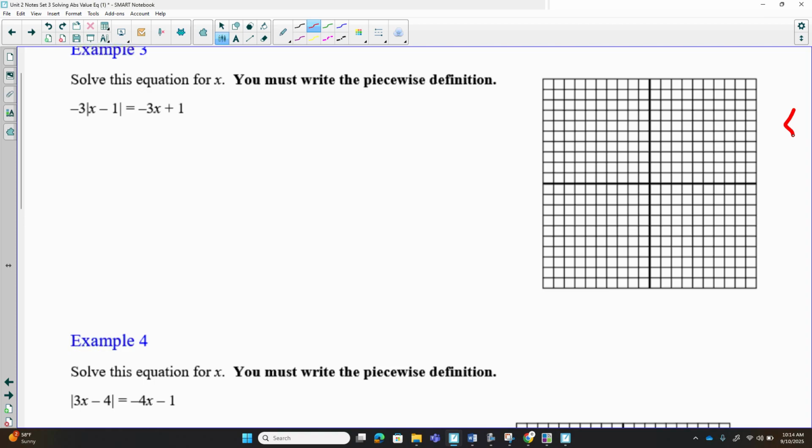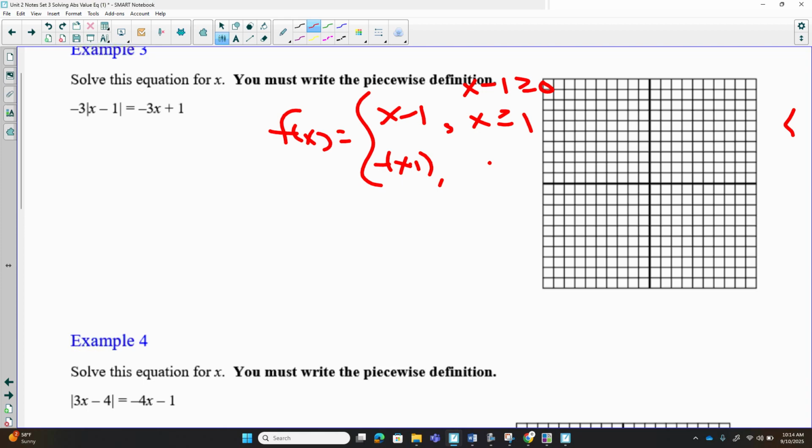All right. So this one right here, guys. Piecewise. Really, really simple. Remember, you take x minus 1. You're going to say here, x minus 1 is greater than or equal to 0, which is x is greater than or equal to 1. Flip the inequality. There it is. That's that simple. Divide by a negative 3.